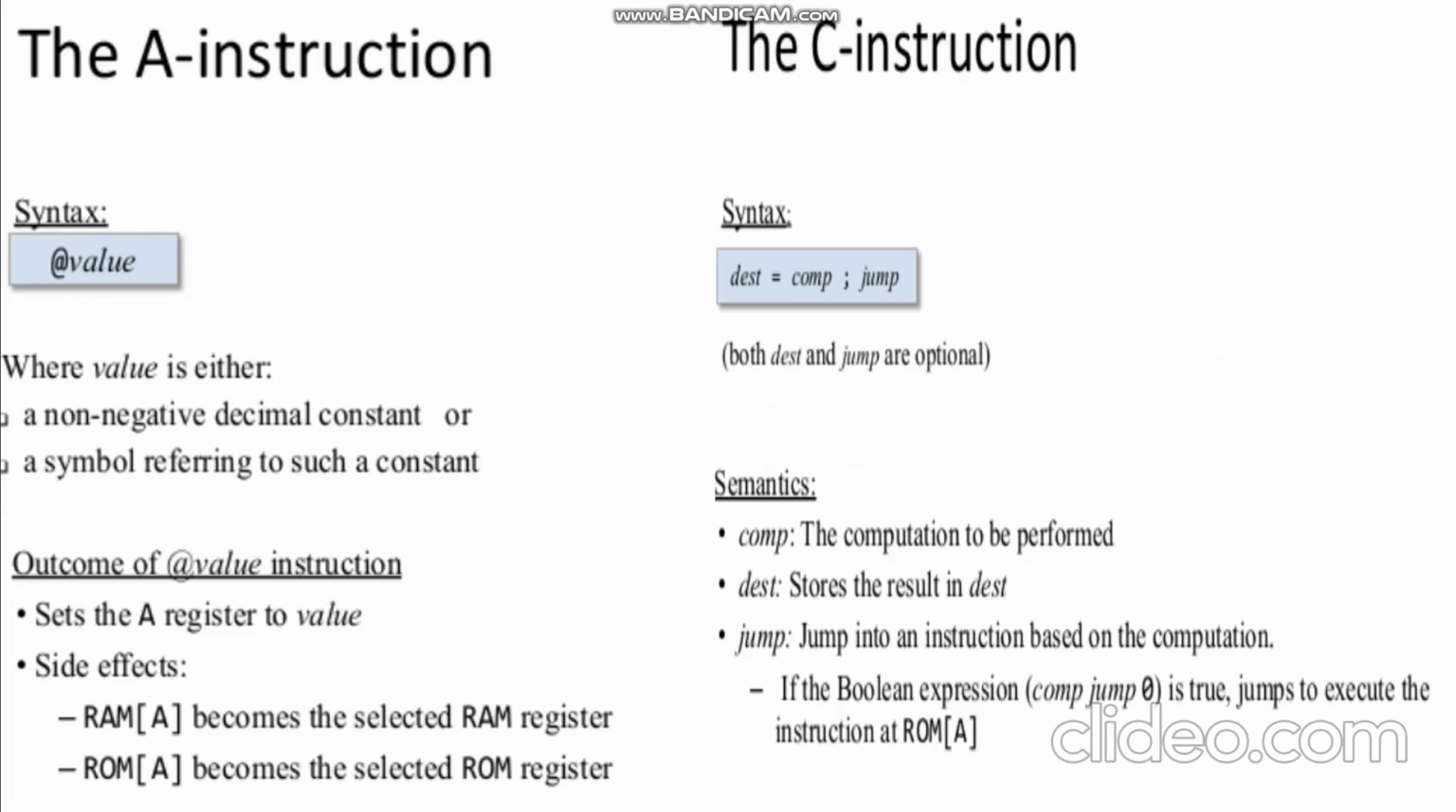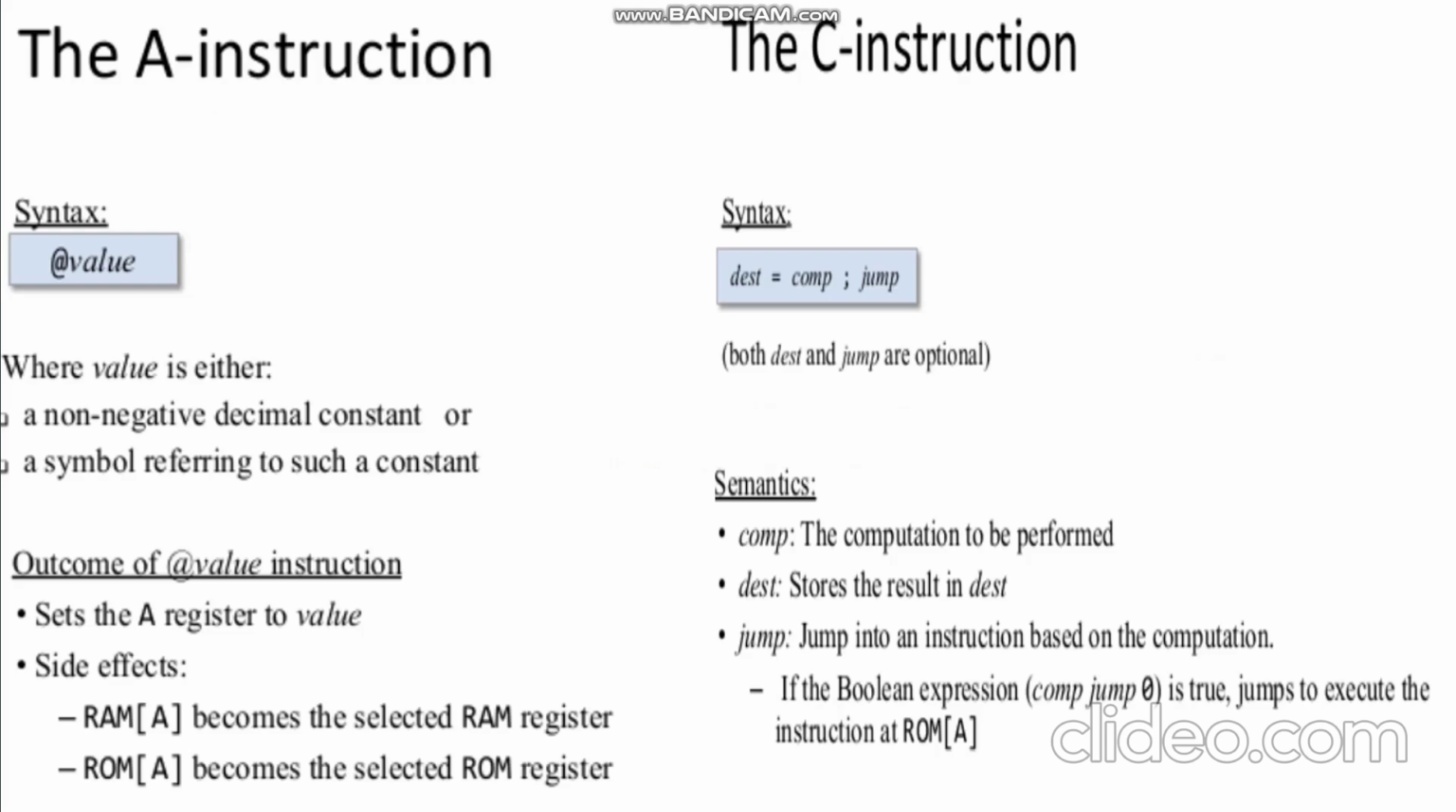An A instruction has the symbolic syntax of @value. This value can either be a number, that is a decimal non-negative number, or a symbol. If the value of the A instruction is a number, then the instruction will set the contents of the A register to the specified value in the instruction.